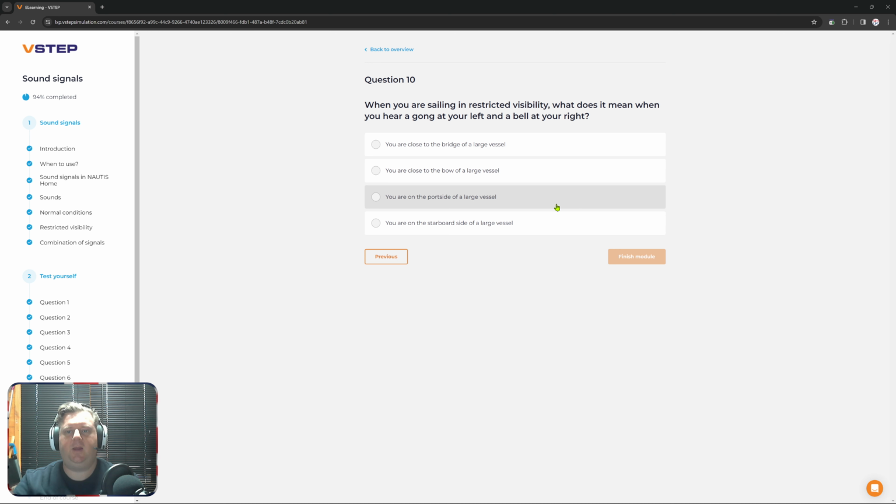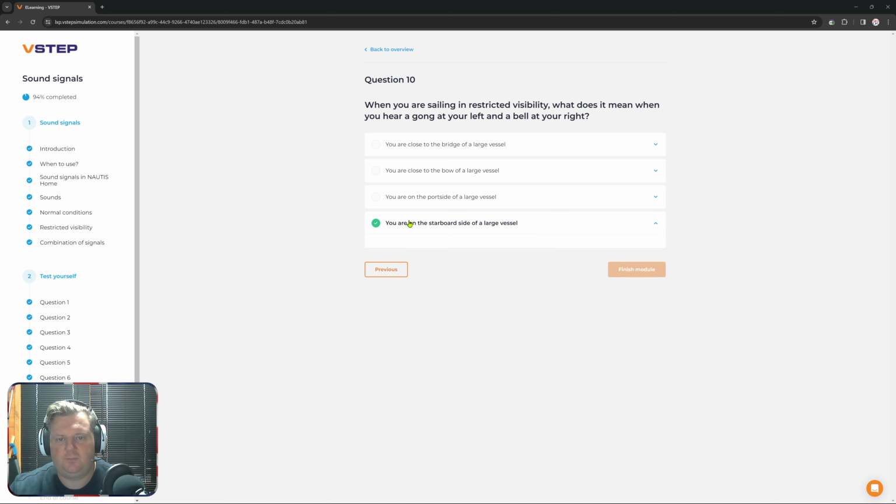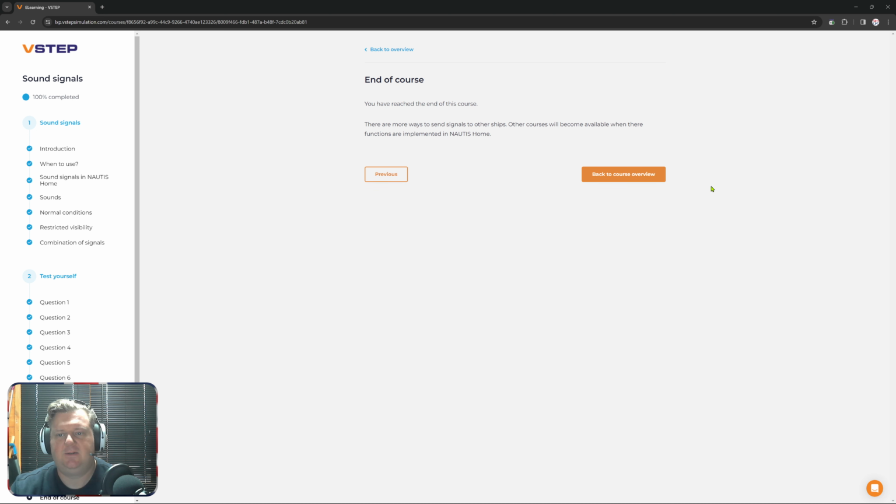Right, yes, okay. So, the gong is at your left and the bell is at the right. So the bell is the front of the ship. So we are starboard side of a large vessel. Yeah! Okay, cool. You have reached the end of this course.